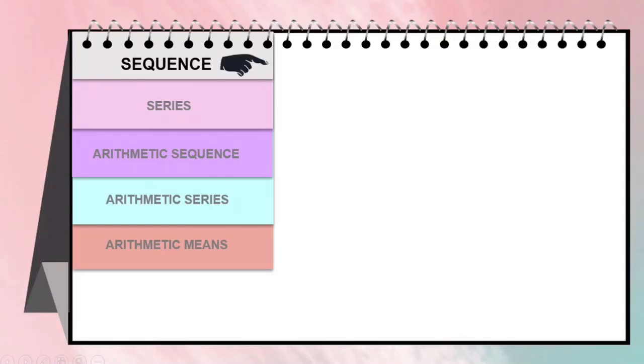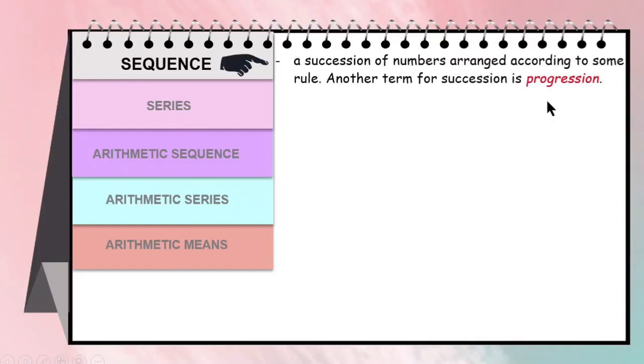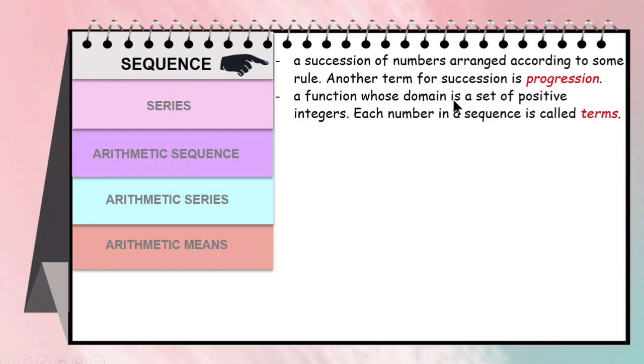A sequence is a succession of numbers arranged according to some rule. Another term for sequence is progression. A sequence is a function whose domain is a set of positive integers. Each number in a sequence is called a term.